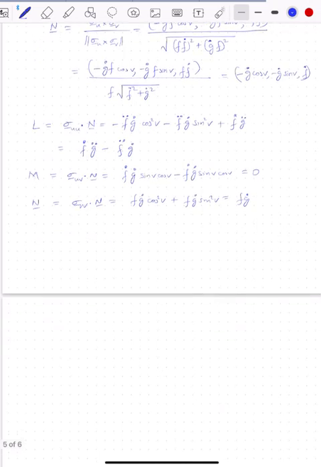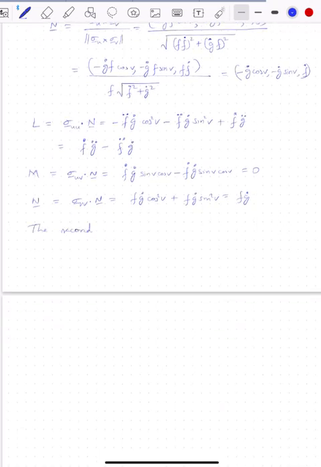So the second fundamental form is f dot g double dot minus f double dot g dot, and we have du whole squared plus 2 times 0, so there is no cross product term, and plus f g dot dv squared. So this is the second fundamental form for a surface of revolution.